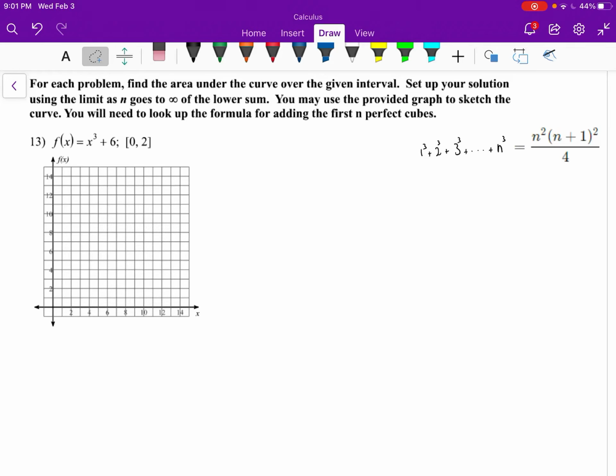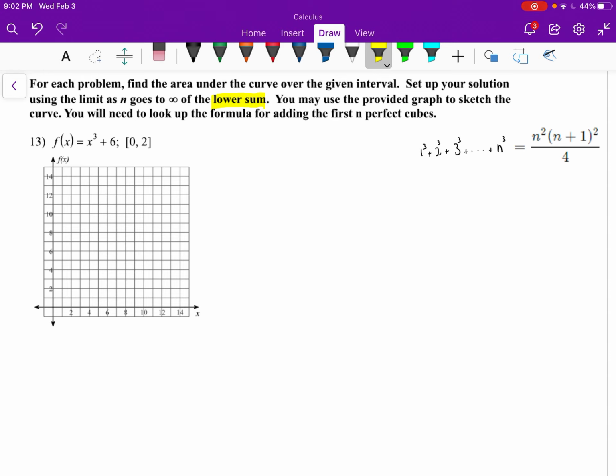We're going to go ahead and look at number 13 from the test review. It says, for each problem, find the area under the curve over the given interval. Set up your solution using the limit as n goes to infinity of the lower sum. You may use the graph provided to sketch the curve.